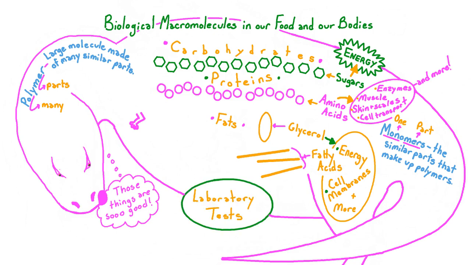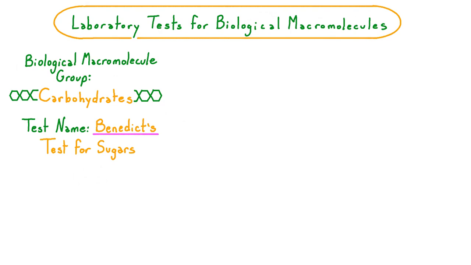Next, let's look at a few laboratory tests that we can use to identify the presence of these molecules in our food. Let's begin with Benedict's test for sugars. Sugars are carbohydrates themselves, but they're also the monomer unit of larger complex carbohydrates.